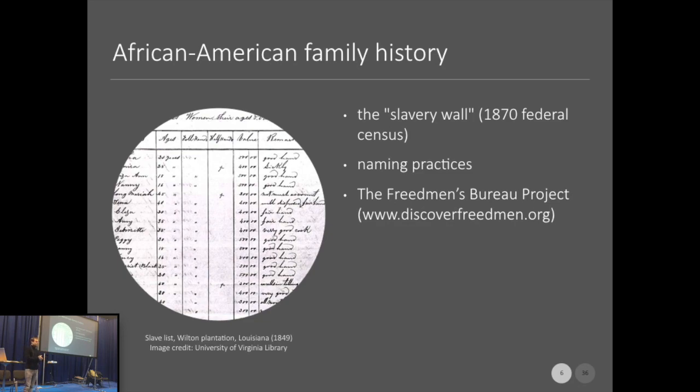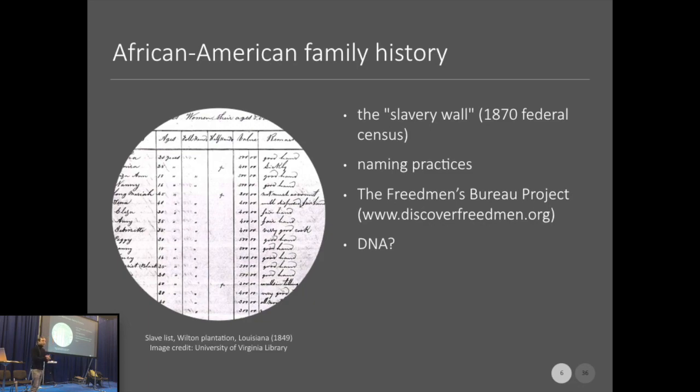So the other tool that has been publicized a lot through popular TV series like Finding Your Roots and Henry Louis Gates, you might have come across him, who has a show on PBS in the US, is very much advertising DNA as a way for African Americans in particular to try and go beyond the paper trail, go beyond the wall of slavery, and try to reconstruct their family history using DNA.